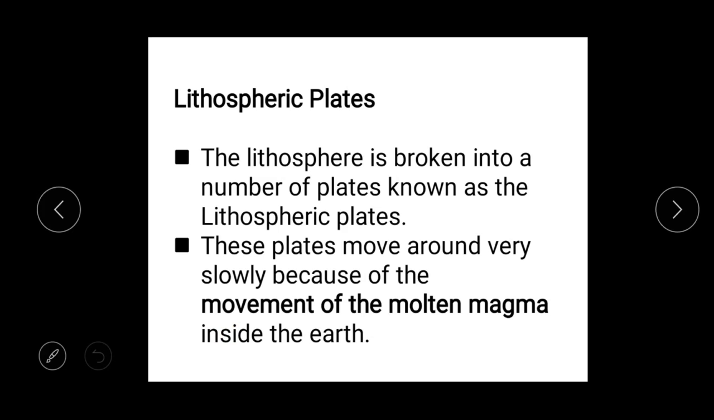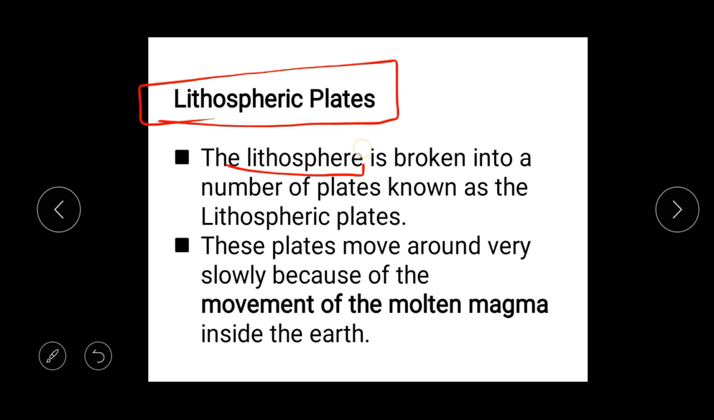First, we are going to see about lithospheric plates. What is lithosphere? Lithosphere is the uppermost layer of the earth's crust. This lithosphere is broken into a number of plates known as lithospheric plates.